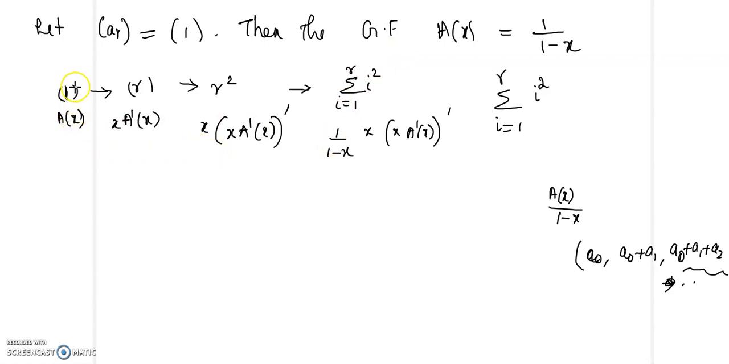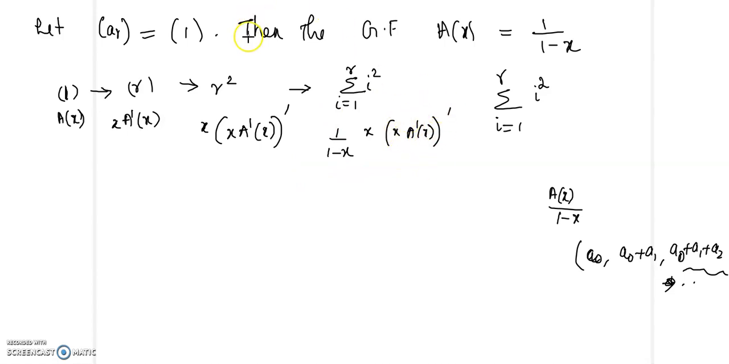We start with A of x, which is the generating function corresponding to 1. From there, take x A dash of x, and then you get the generating function for r. Now to bring r square, take x times the derivative of x A dash of x. And then to bring the summation, take 1 by 1 minus x into this generating function. So that will give us the required generating function. So let us find out this value.